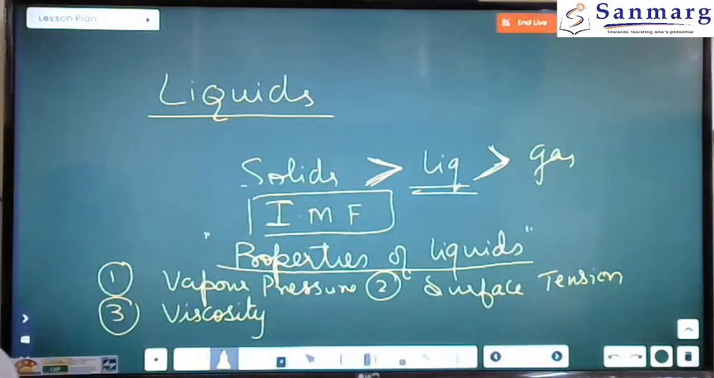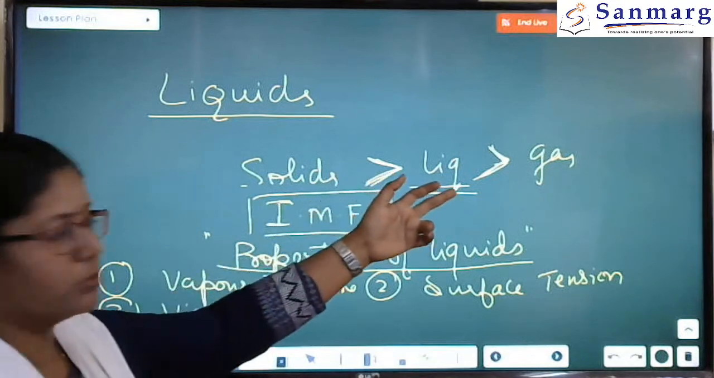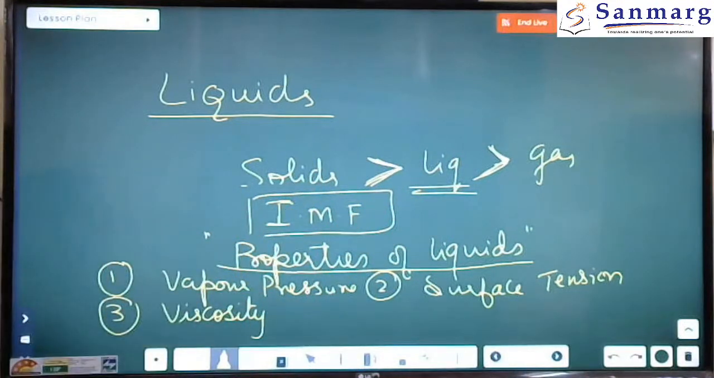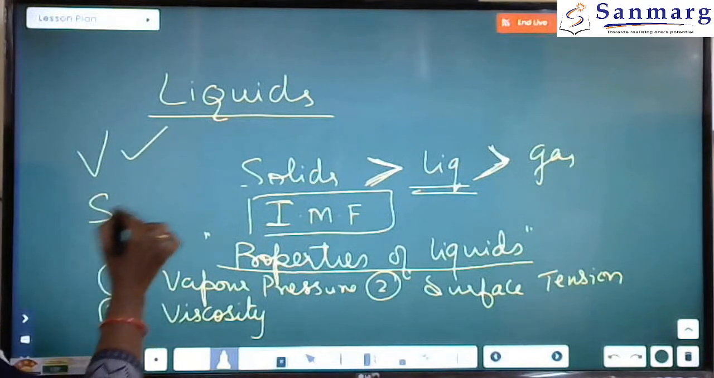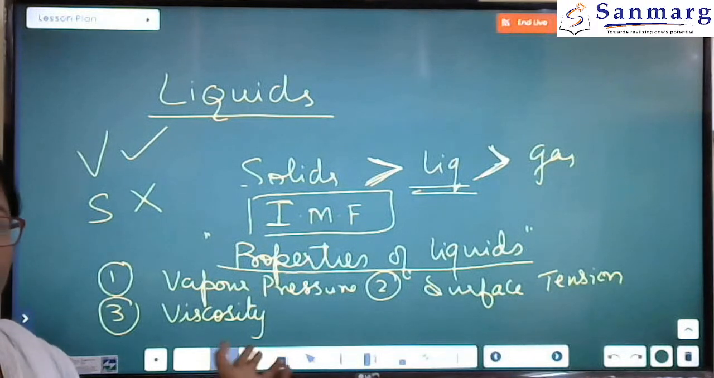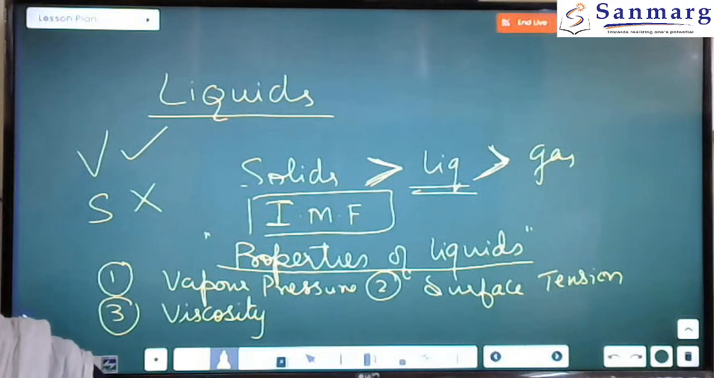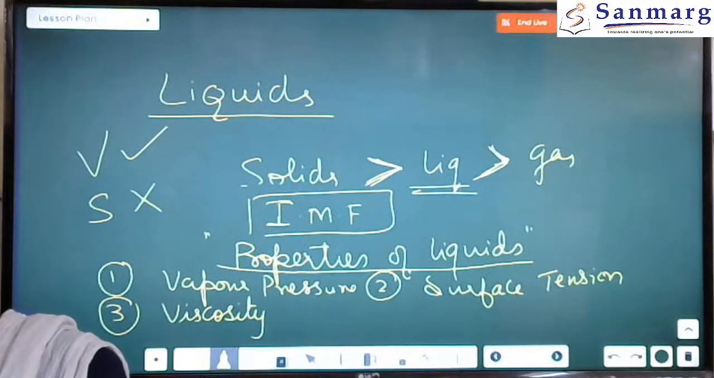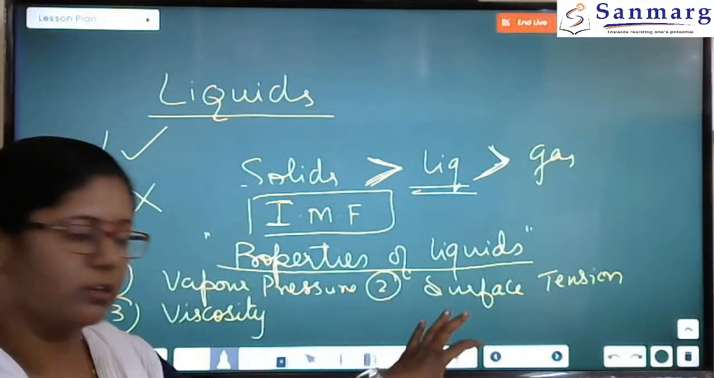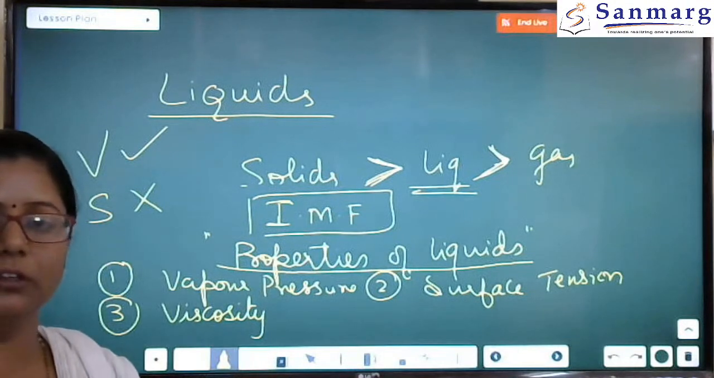So what are liquids? Liquids are those in which the intermolecular force of attraction is greater than gases but lesser than solids. Liquids have a definite volume but no definite shape. Some of the important properties of liquids are vapor pressure, surface tension and viscosity. So let us discuss each property in detail. This is the last concept in states of matter. After liquids are complete, we are going to discuss the properties of liquids: vapor pressure, surface tension, viscosity. We will discuss these three: what is the definition, what is the unit.